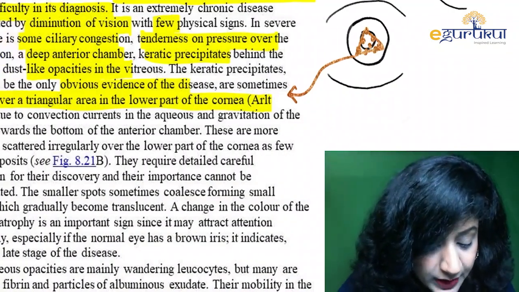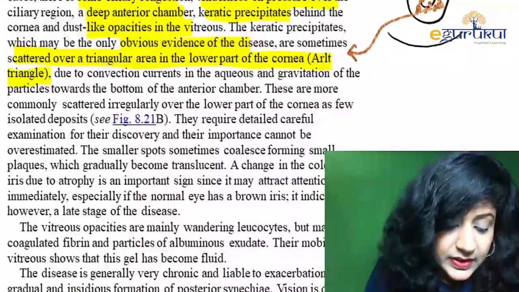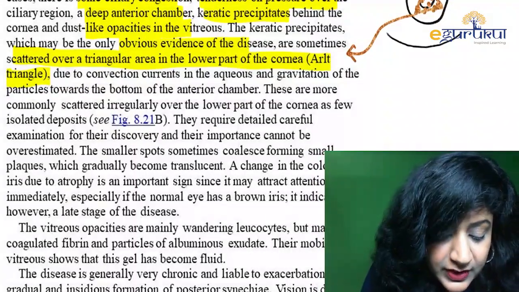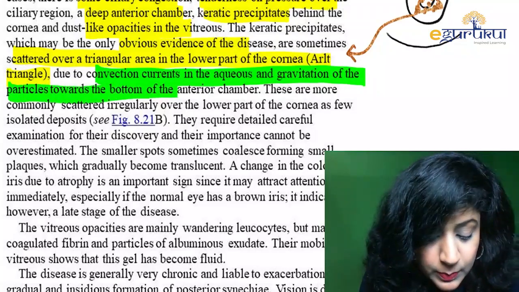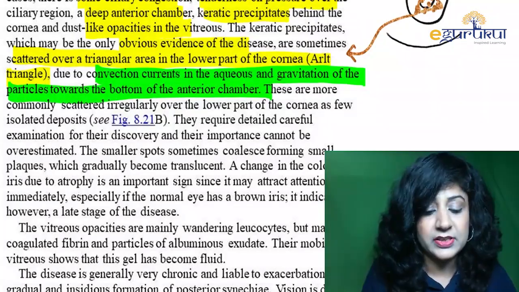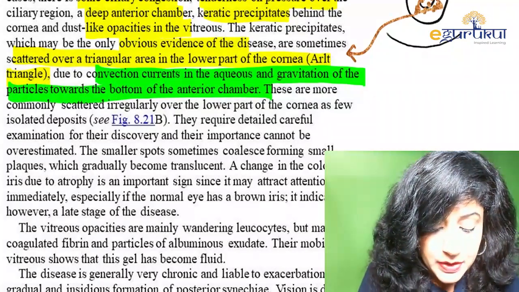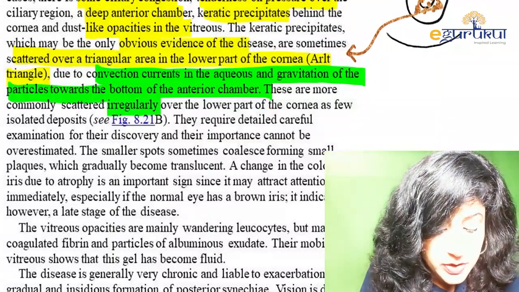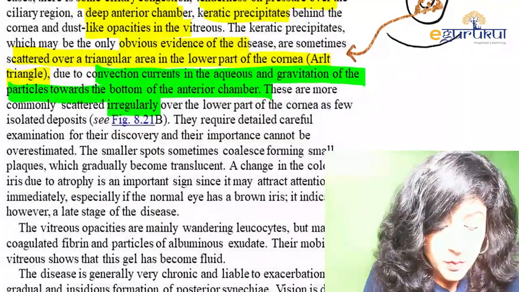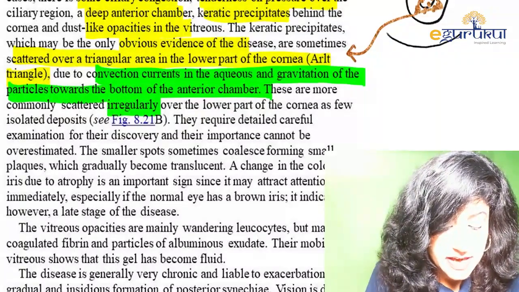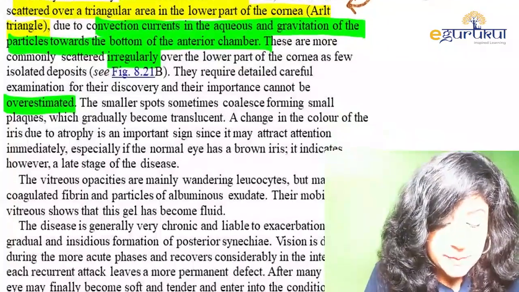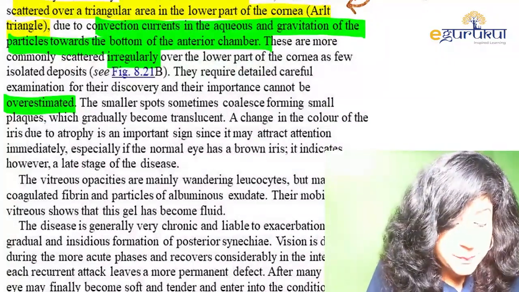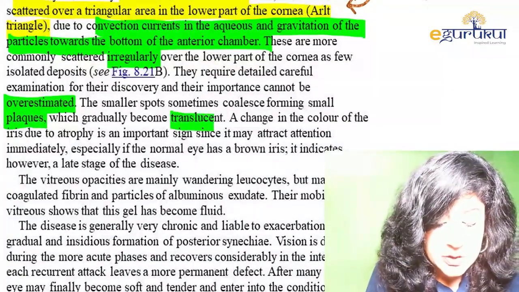Very clear? Okay, now this is written that it is due to the convection currents in the aqueous and the gravity of the particles towards the bottom of the anterior chamber. So both are the important reasons for it, and these are more commonly scattered irregularly over the lower part of the cornea. They require detailed, careful examination for the discovery, and their importance cannot be overestimated. The small spots sometimes coalesce, forming small plaques. So these plaques could be translucent.